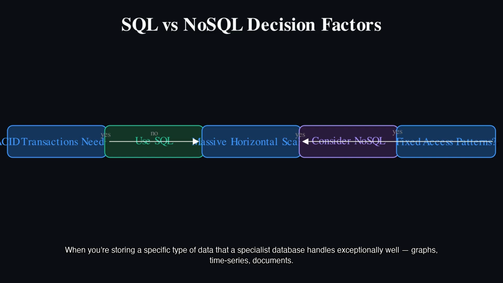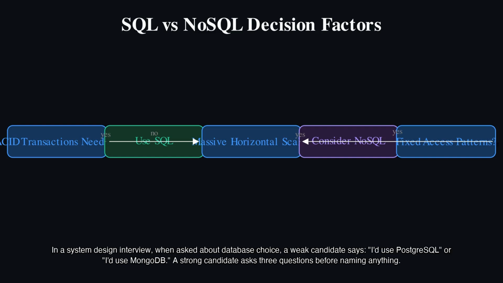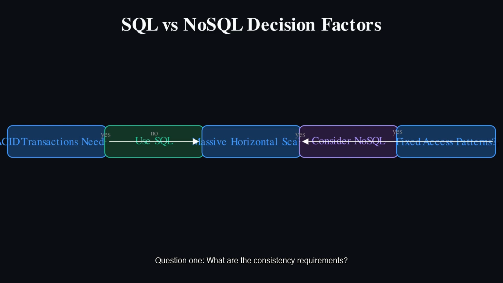In a system design interview, when asked about database choice, a weak candidate says, "I'd use PostgreSQL," or "I'd use MongoDB." A strong candidate asks 3 questions before naming anything. Question 1. What are the consistency requirements? Does every read need to reflect the most recent write, or is eventual consistency acceptable?